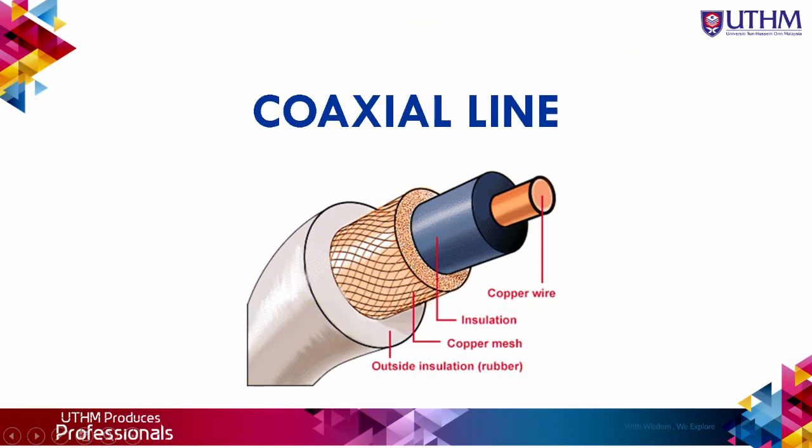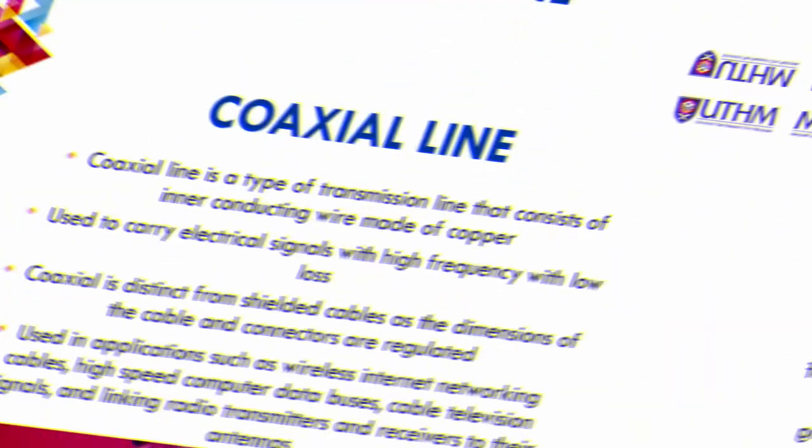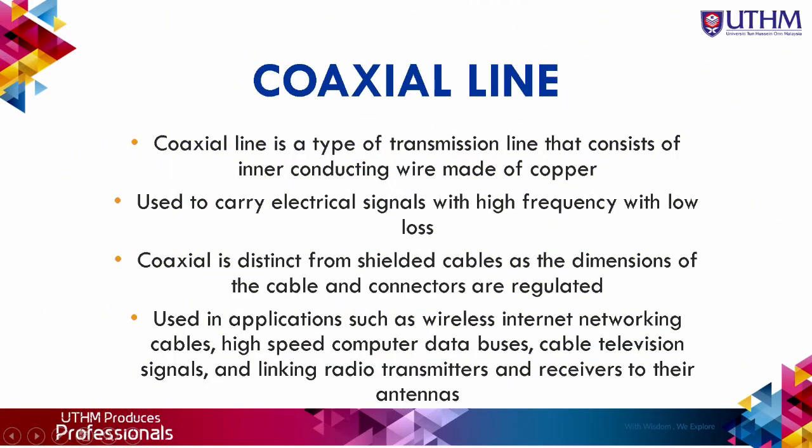Okay, now I will continue with the coaxial line. A coaxial line is a type of transmission line that consists of an inner conducting wire made of copper. Over this conducting wire, a coating of polyethylene or Teflon material is applied. Then it is enclosed in braided wire in the shape of a mesh, and the cable is protected by an outer insulating jacket.